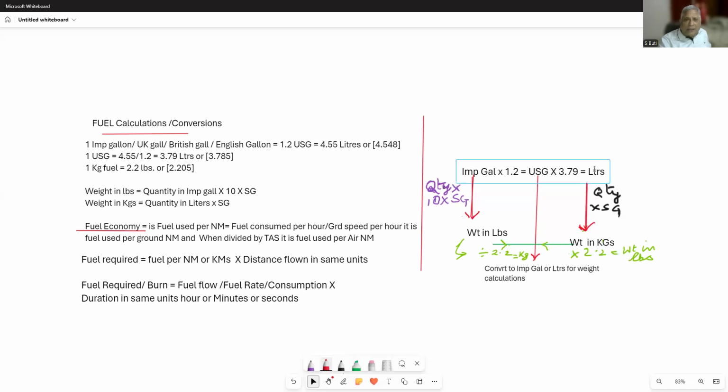Now liters are directly connected to the kgs. Quantity in liters into specific gravity will give you weight in kgs. But if the examiner wants in pounds, no problem, multiply by 2.2, and you can always use your nav calculator also. So therefore it will happen now.